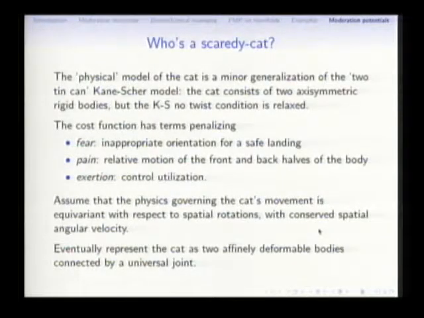So I'm going to come back to the cat before I run out of time. I'll be cutesy about this. So what are the differences? Now we get a little bit more into the modeling of what Peter Olver and I are trying to come up with: a cat that has some personality to it. The physical model for now is a very slight generalization of the Kane-Scher-Montgomery model. It's still two axisymmetric rigid bodies. The only plots I'm going to show you will be a version with the no-twist condition, but in general it's not a strict no-twist condition. There will be a term in the cost function that says you can twist some, but it's going to hurt.